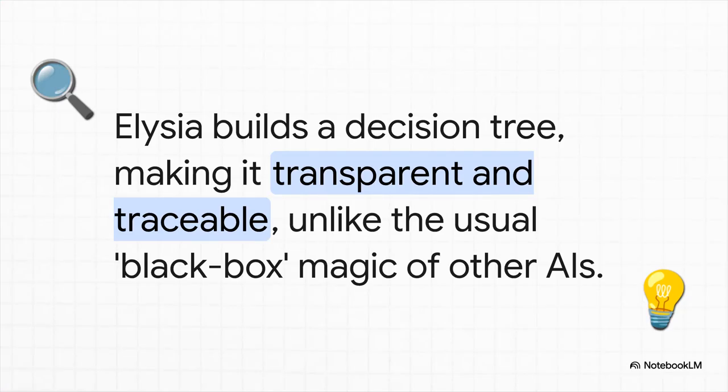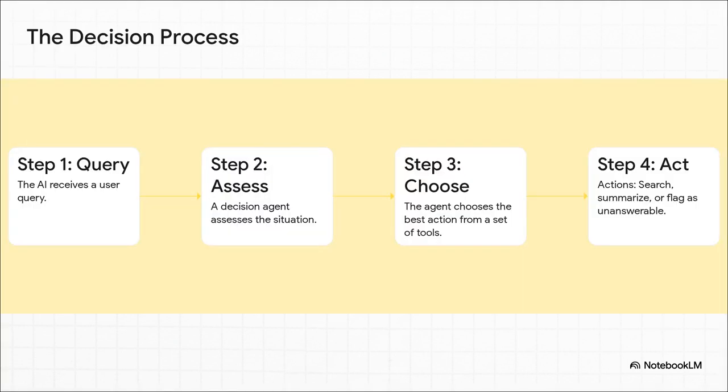Okay, so one of the biggest innovations here is something called the decision agent system. Instead of the usual AI black box, where we just kind of hope for the best and have no idea how it got the answer, Elysia actually builds out a transparent decision tree. You can literally trace its logic from your question all the way to the final answer. The whole process is super methodical. Your query comes in, an agent looks at it, and then it picks the right tool for the job. Does it need to search a database, summarize some text, or maybe, and this is important, admit that it can't answer the question? It's a step-by-step logic that makes the whole thing traceable and, honestly, much more reliable.